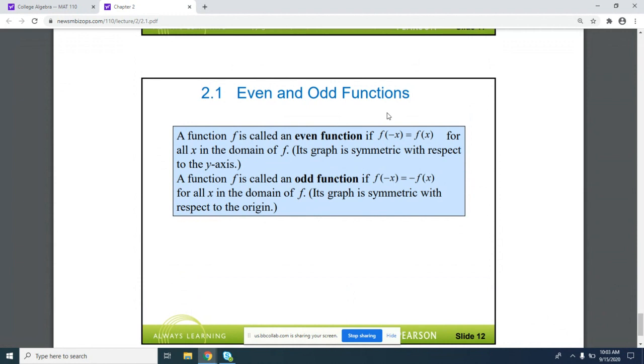An odd function is symmetric with respect to the origin, which is symmetric with respect to the x and y axis.